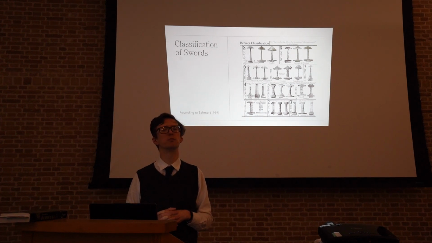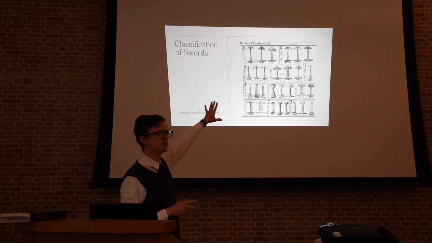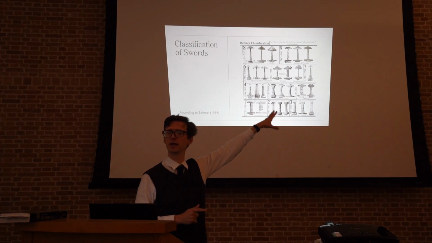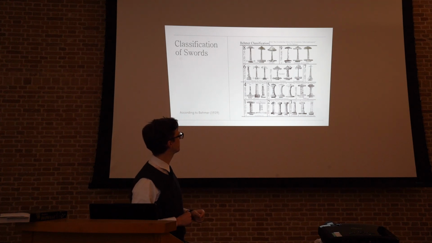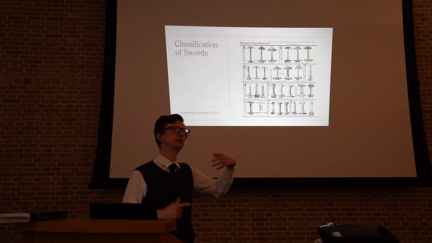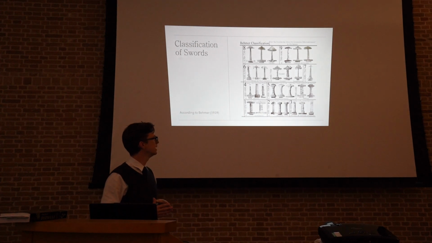This is Ellis Behrmer's 1939 classification of swords, summarised instead of 500 pages of German. You get one brief picture of a load of hilts. He was much more interested in hilts than blades, possibly because hilts get preserved more readily.